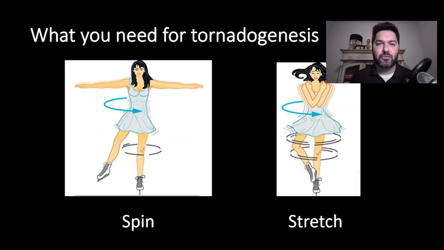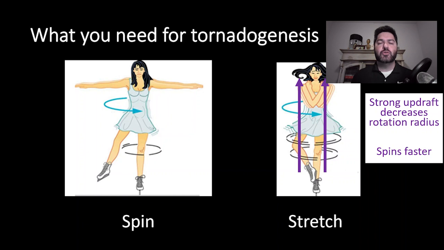So what do you need for tornadogenesis? Well, there are two ingredients, spin and stretch. Now, spin, meteorologists call this vorticity, basically just the tendency of air to circulate. And the second ingredient is stretch. So this is the idea of an ice skater pulling in her arms, and when she does, she spins faster and faster. So you need both of these for tornadoes to form. So a strong updraft is kind of like an ice skater as she brings her arms in and spins faster. So a strong updraft basically brings in that radius closer and closer together, and then the updraft, if it's already rotating, begins to spin faster.